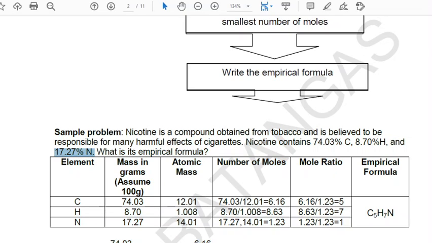So again, for C, H, N, given the percent, change it to grams, then get the atomic mass. The atomic mass is from the periodic table of elements. Divide the mass by the atomic mass, and you'll get the moles. After getting the moles, you divide by the smallest number, and so you'll get the empirical formula of the compound.